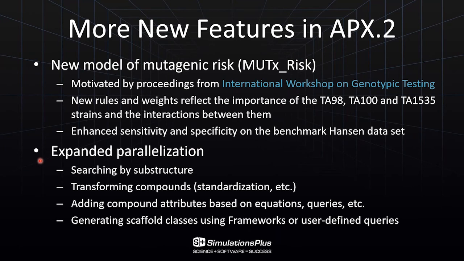And then finally, several features were made significantly faster by exploiting multi-core CPUs. Among them are searching by substructure, transforming compounds, such as standardizing them, adding compound attributes using equations, queries, and so on, and then generating scaffold classes using a method we call Frameworks, which is the Murcko and Bemis scaffolds, or arbitrary scaffolds defined by the user. I'm going to also try to demo a couple of these in a few minutes.